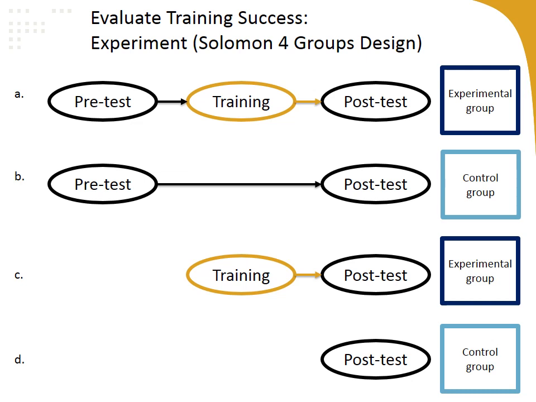Now remember, a true experiment is the only way to be sure that you can make causal inference based on the results of a study with a sample. Also remember that the 3 criteria for a true experiment are randomization, manipulation, and control.